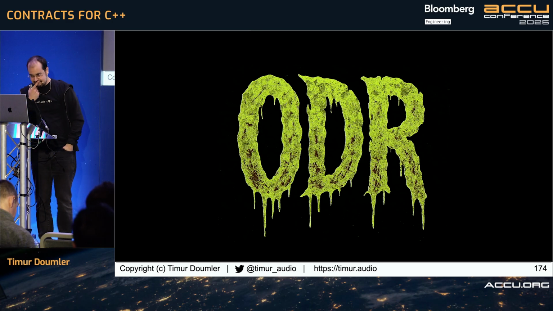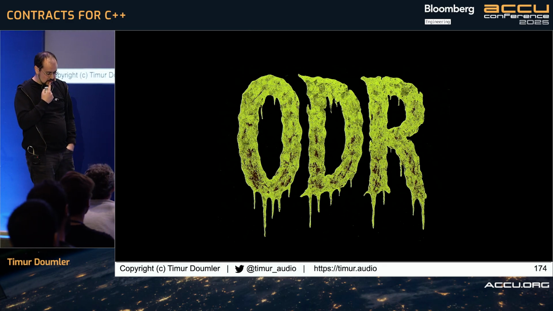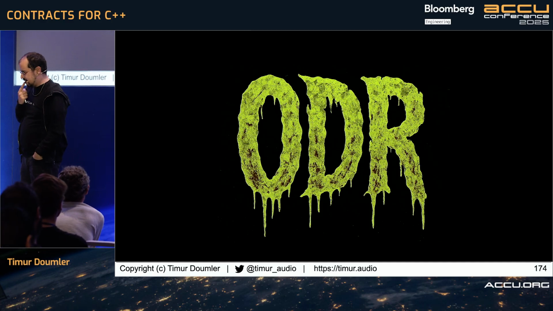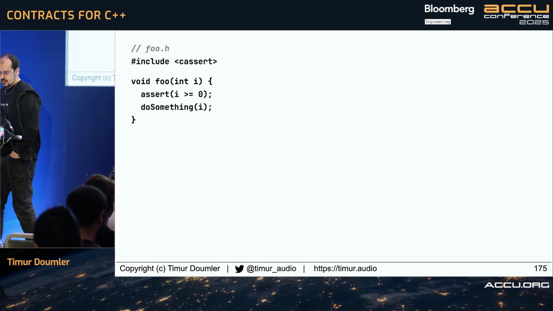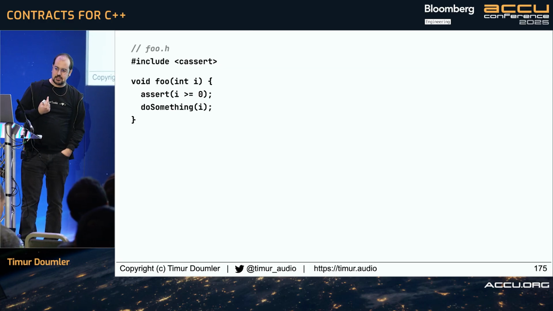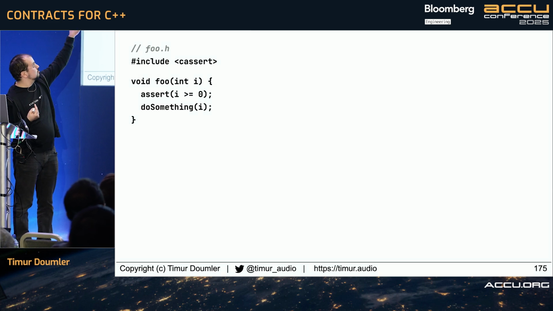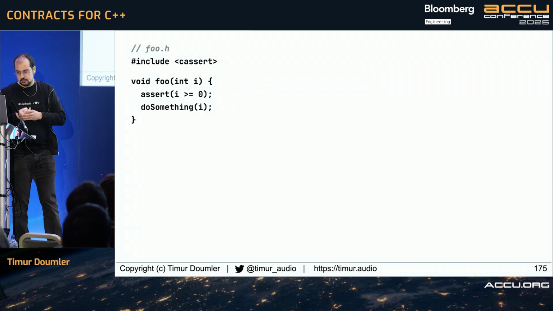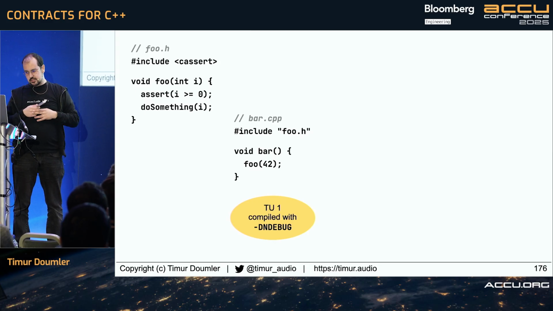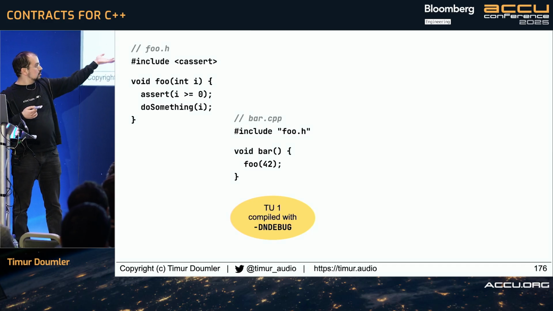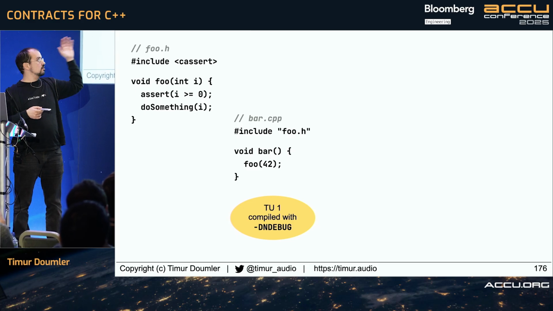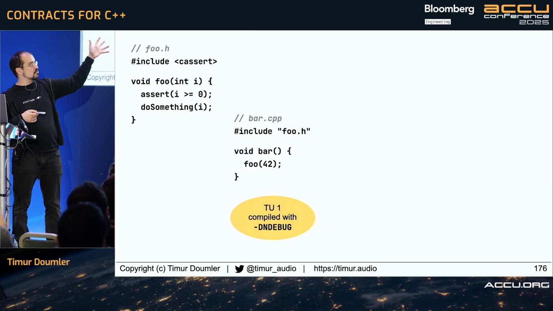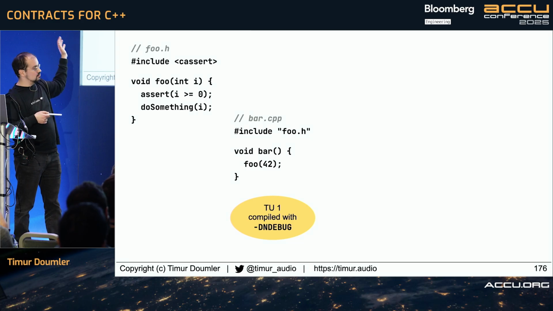ODR. So with CAssert, everything is quite sad. Let's say you have a function in a header, and there is a CAssert assertion macro in there. Now you include that header in one translation unit, you compile it with checks off. Because either you know that it's correct, or you don't care, you care about speed in this translation unit more than you care about correctness.